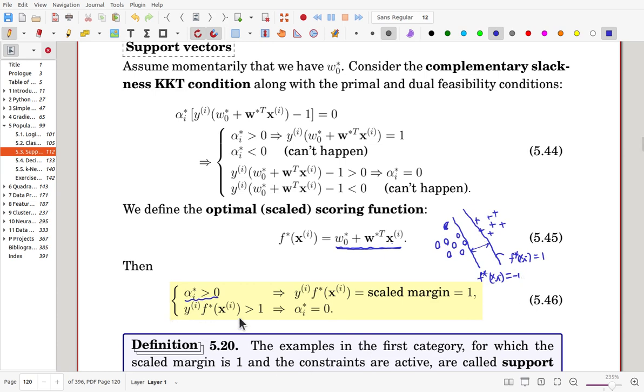Now, for points that are not on the boundary, far away, the corresponding dual variable is 0. So only the alpha i that is positive belongs to the vectors around here. For instance, this point and that point, now alpha i is not 0. Except for those, every other alpha will be 0. Such points are called support vectors.